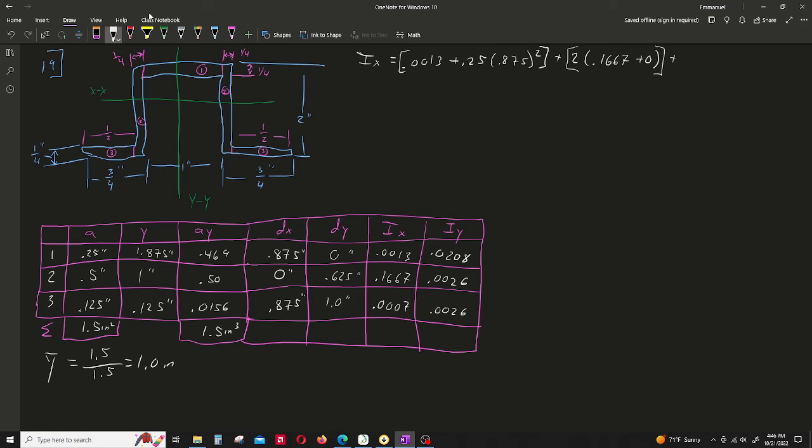Plus, hopefully I got enough room, 2 0.0007 plus 0.125 times 0.875 squared. And this gives us a total value of 0.719.